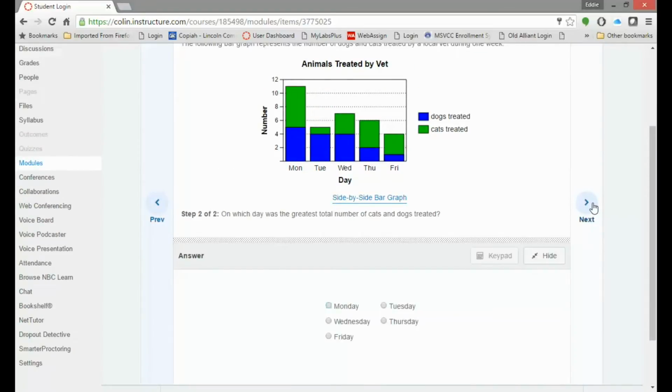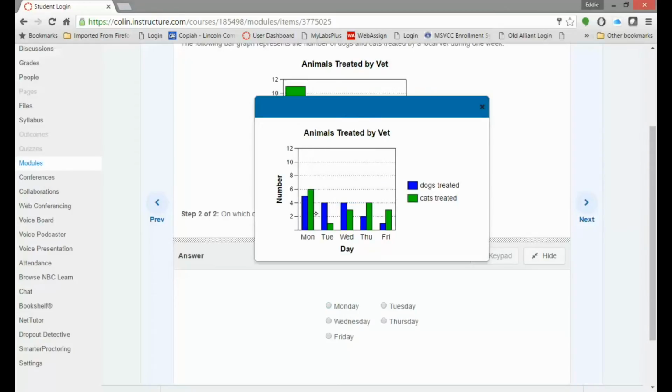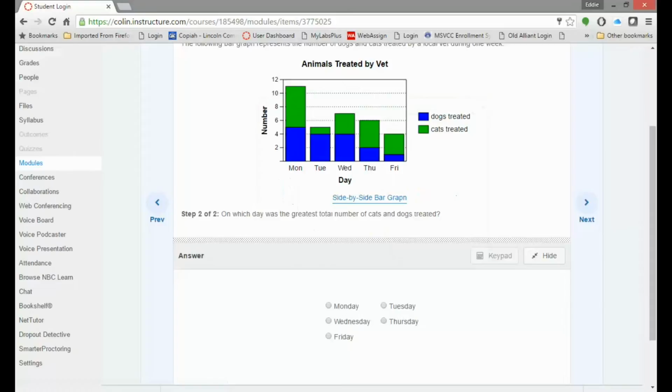Step 2. On which day was the greatest total number of cats and dogs treated? We can tell that by just looking at this bar graph, because this shows you a sum of the two, right? So 11 were on Monday.